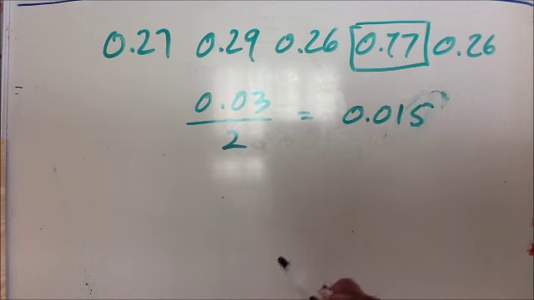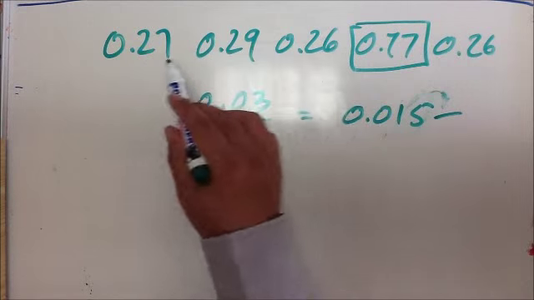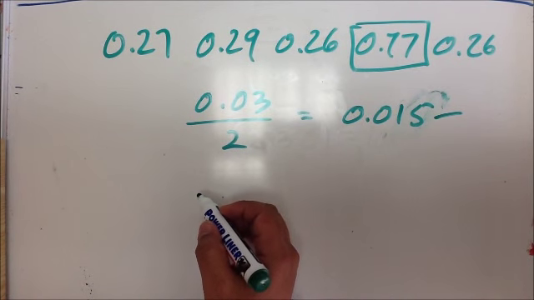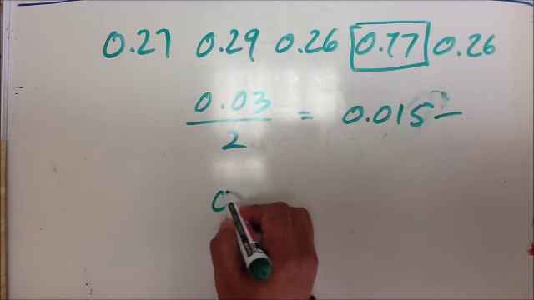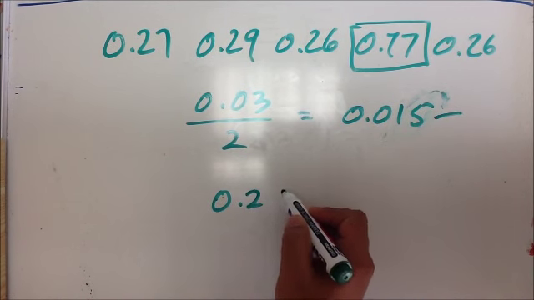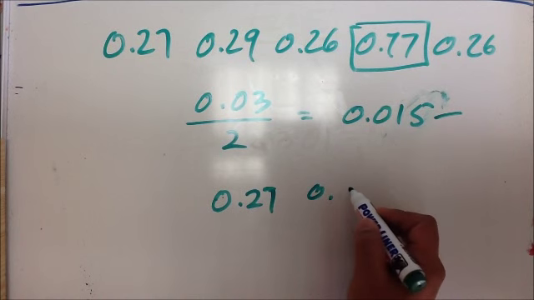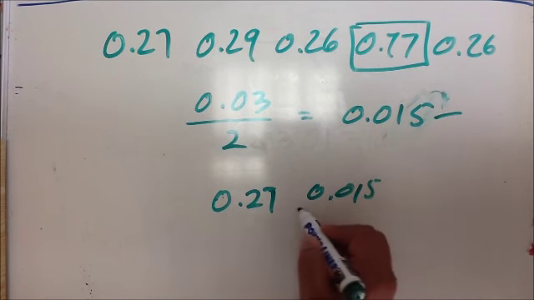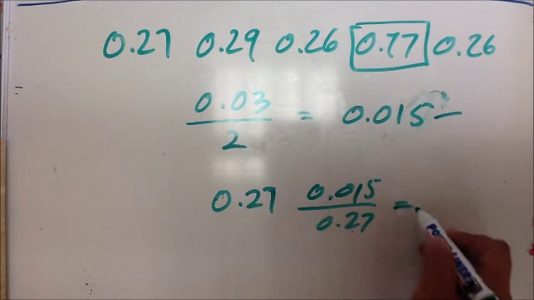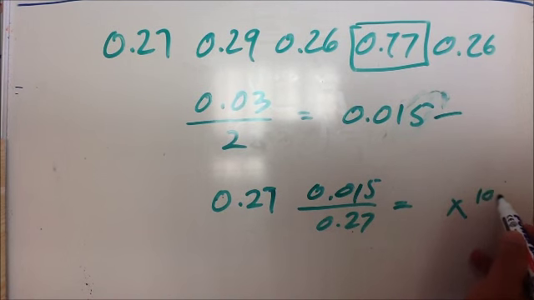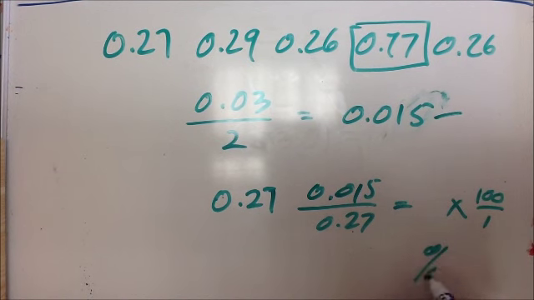If we want to take the relative uncertainty, we've got the absolute uncertainty there. We take the mean of our readings. So the mean of the readings there would be roundabout 0.27. Let's say it is 0.27. We take our absolute uncertainty of 0.015 divided by 0.27. You then get your relative uncertainty, which can then be multiplied to get your percentage uncertainty.